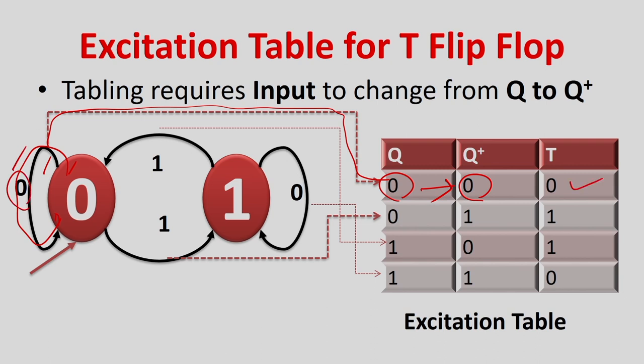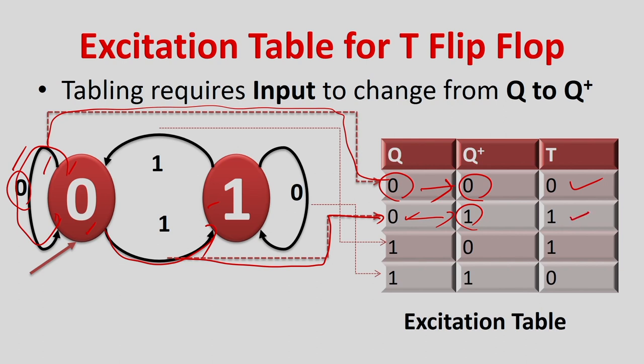Similarly, from 0 to 1: you are in state 0 and you want next state 1, so what input do you require? If you look at 0 to 1, you are in 0 and you want to go to 1. So this arc, particularly this arc, we want. That means if you want 1 from 0, then you require input 1.